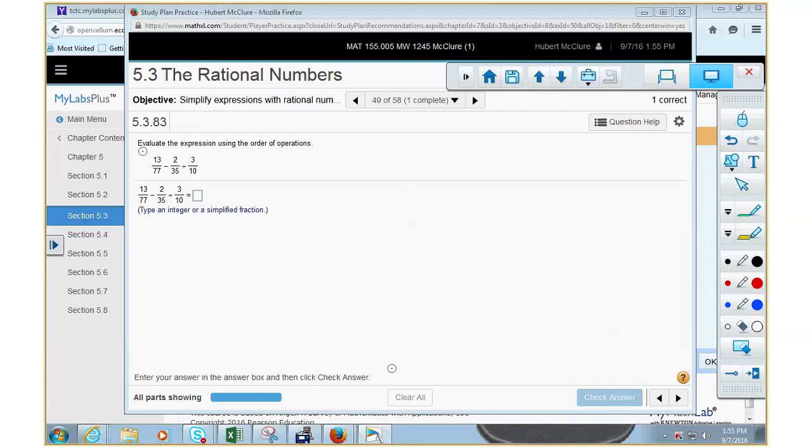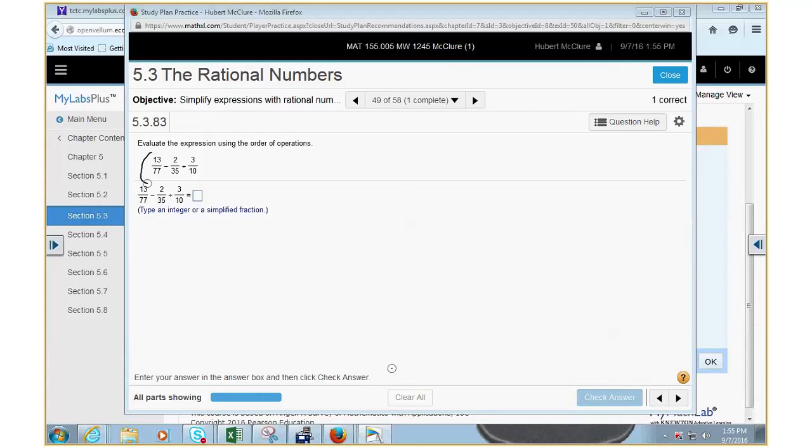So you might want to start this problem with parentheses around the first two, because you got to do them first.